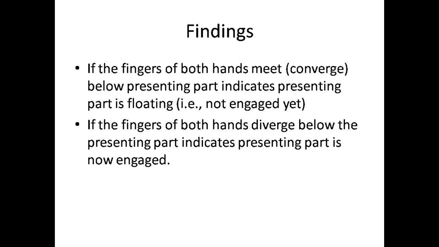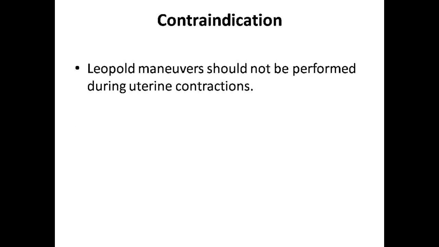So these findings you can get through the fourth Leopold maneuver. If the fingers of both hands are meeting below the presenting part, that is converging, that indicates the part is not yet engaged and the presenting part is floating. If the fingers of both hands are not meeting just below the presenting part, they are away from each other or diverging, that indicates the presenting part is engaged.